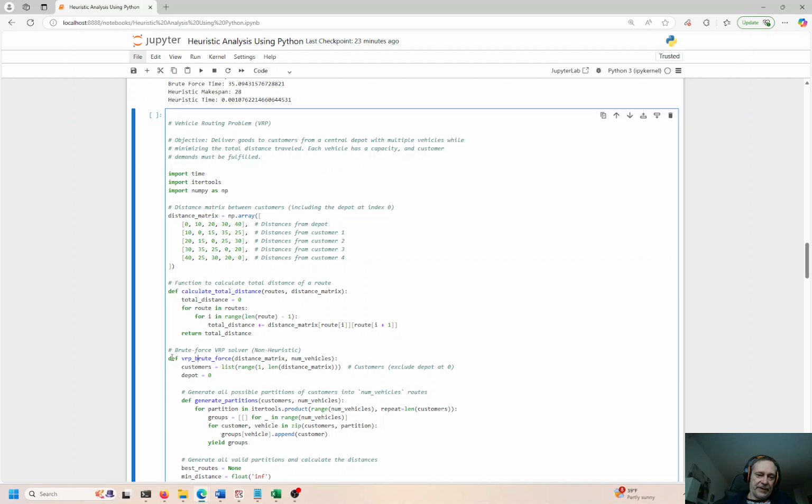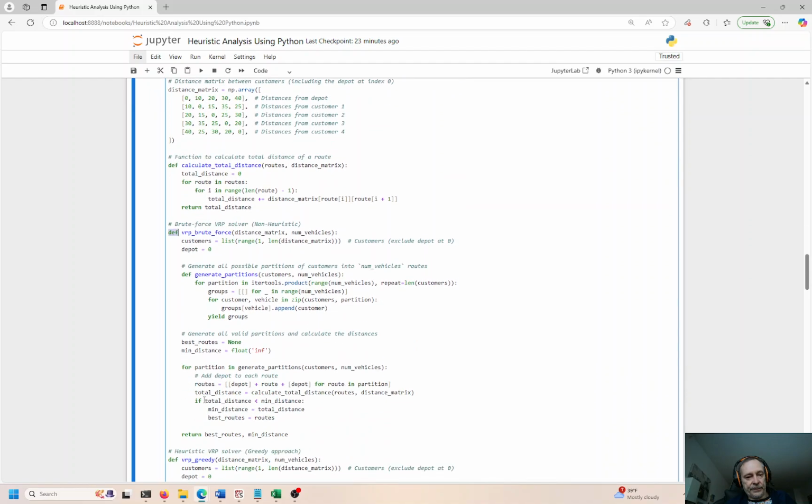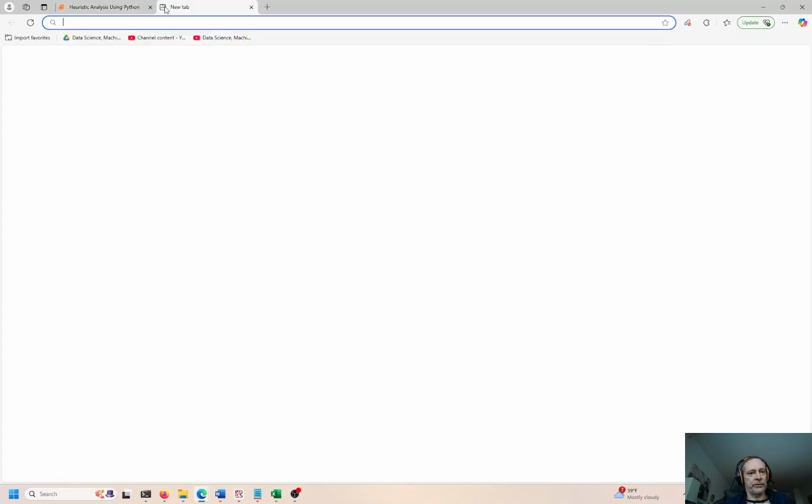UDF, this is the user-defined function, starting with the def right here. And the def here is generate partitions. And we are going to use all the partitions, right, or all the permutations. So one and another, every single combination or permutation. A permutation is when the order matters, and a combination when the order doesn't matter, right?